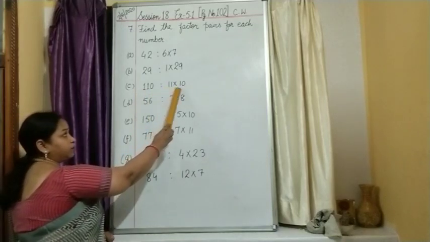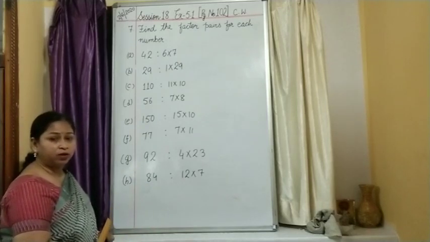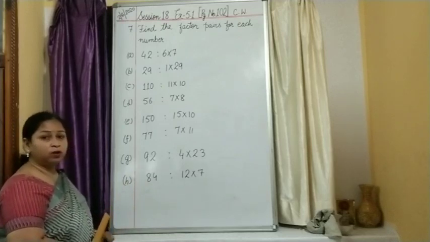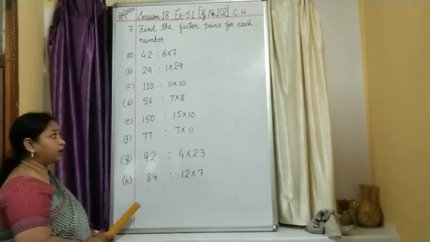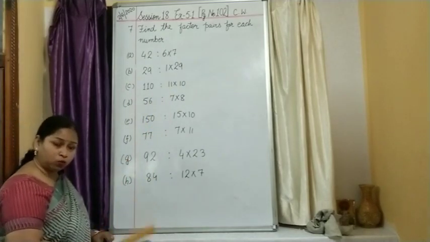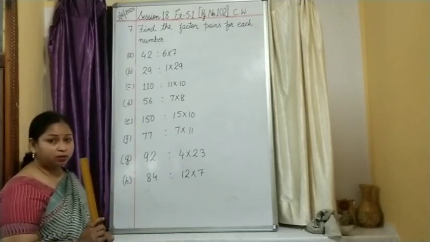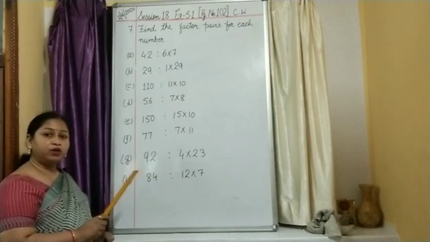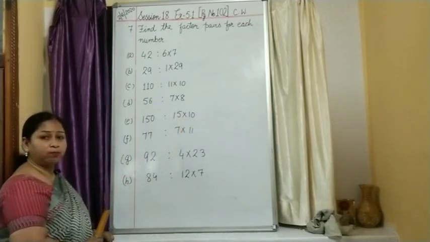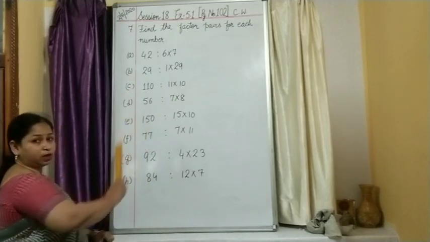110. 11 multiplied by 10. There could be many more pairs. 2 multiplied by 55, or you can have 5 multiplied by 22. So there are so many factors, but I have selected 11 multiplied by 10. Okay, you can have your own factor pair also. But just keep in mind that when you multiply the two whole numbers, you should get the number which is asked as a product.